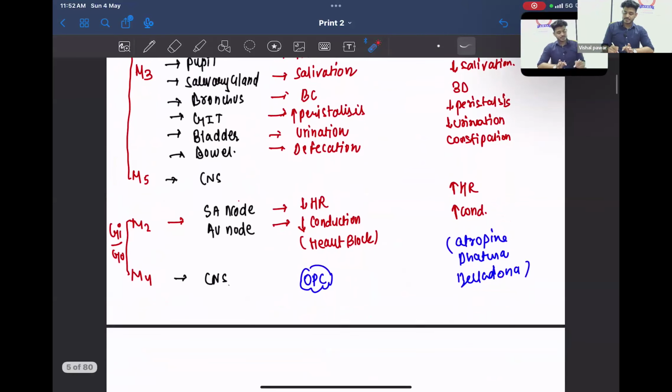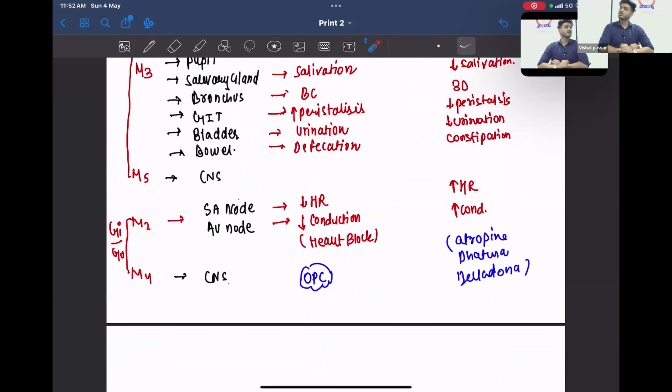M2 is present at how many places? Two places. M2 is going to be present at two places in your heart. That is going to be SA node and AV node. Okay. And what is going to be the function?